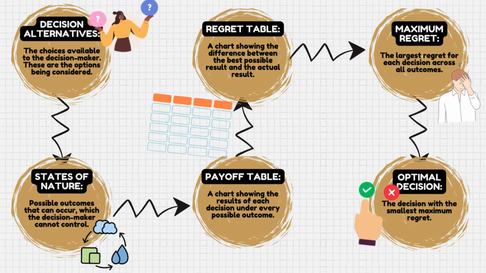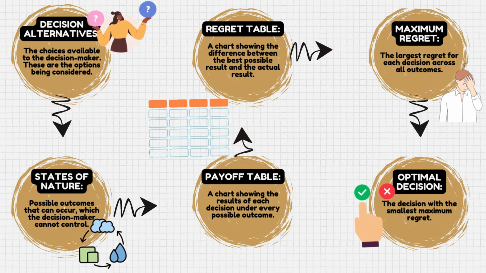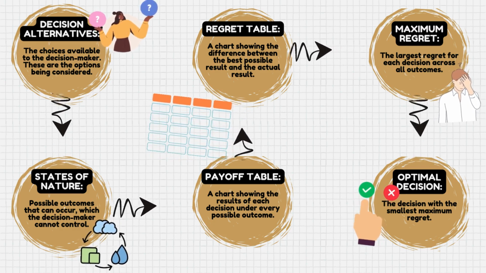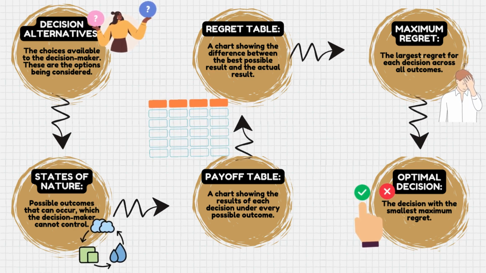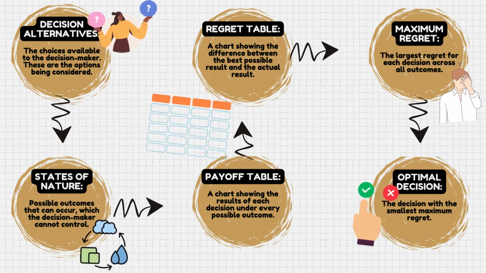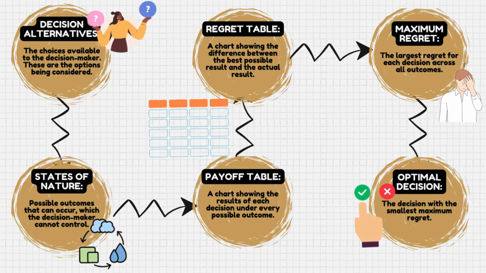Next, regret table, a chart showing the difference between the best possible result and the actual result. Maximum regret, the largest regret for each decision across all outcomes. Last but not least, optimal decision, the decision with the smallest maximum regret.